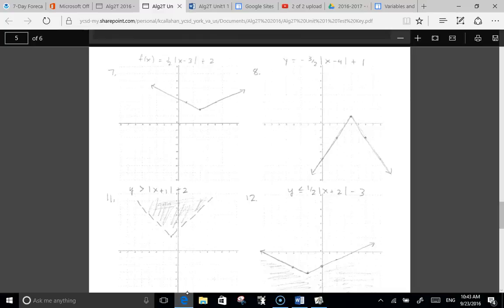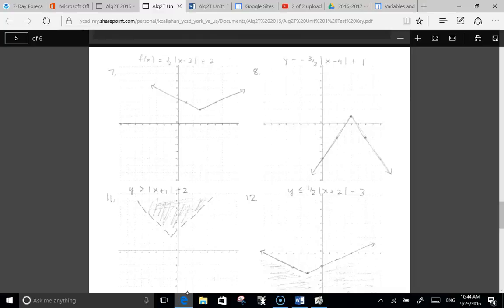Let's see. It's shifted 1 to the left and 2 up. It's multiplied by a positive 1, so therefore it opens up and the slope of the sides is -1 and 1. Because it's a greater than, it's a dashed line. And because it's a greater than, it's shaded above.